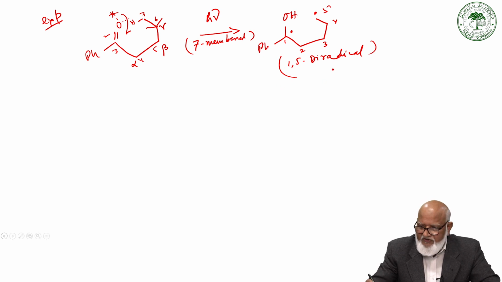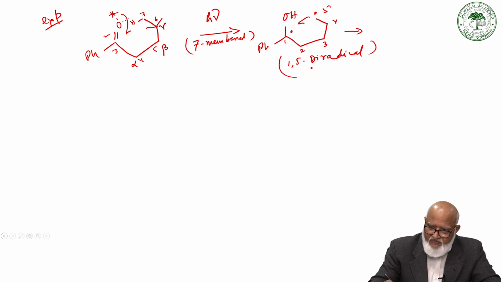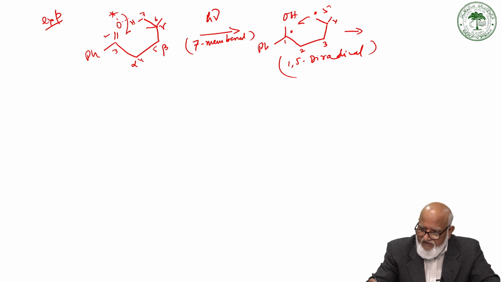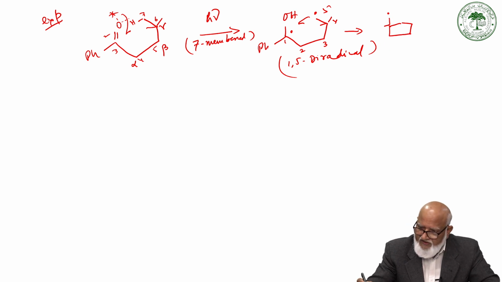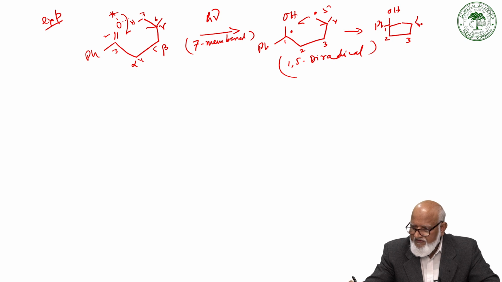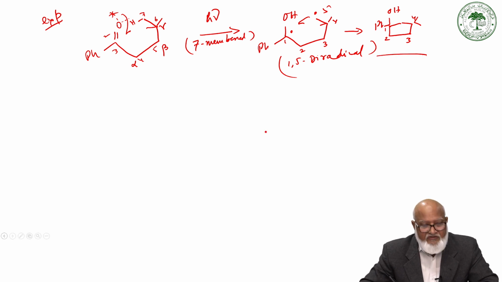So there is a possibility of coupling to give a cyclopentanol. Of course, we have 2 methyl groups here. So it gives cyclopentanol with an OH, Ph, so 1, 2, 3, and 4. At carbon number 4, there are 2 methyl groups. Right? So this type of reaction has also been reported.